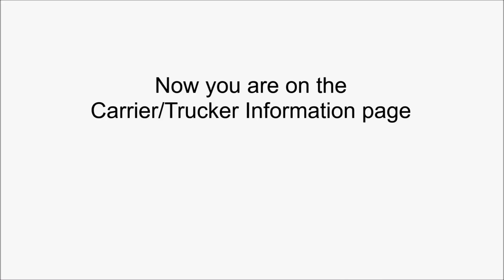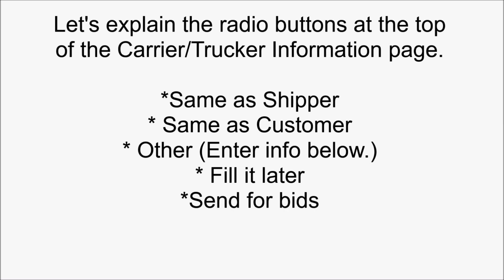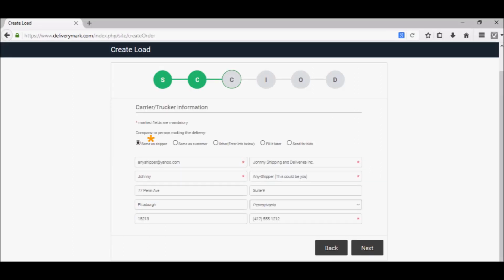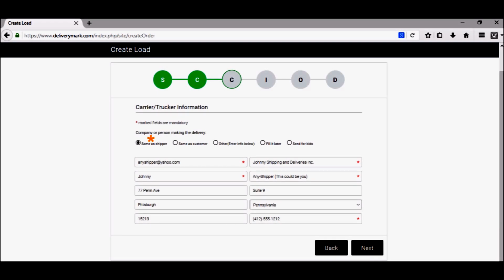Now you are on the carrier trucker information page. Let's explain the radio buttons at the top of the carrier trucker information page. Same as shipper, same as customer, other enter info below, fill it later, and send for bids. Please note we put a gold asterisk next to the item we are discussing.